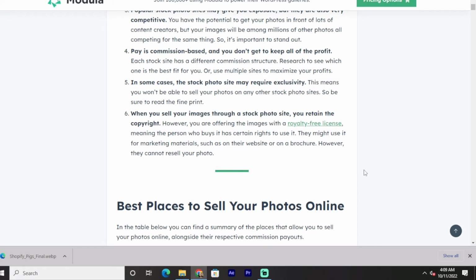The sixth, when you sell your image through a stock photo site, you retain the copyright. However, you are offering the image with a royalty free license, meaning the person who buys it has rights to use it. They might use it for marketing materials such as on their website or on a brochure. However, they cannot resell your photo.